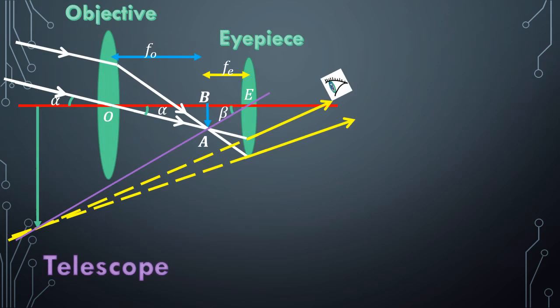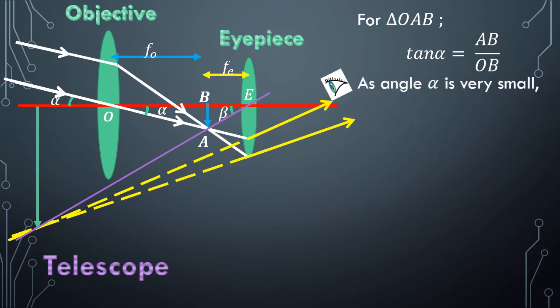Now here, for triangle OAB, tan alpha will be equal to opposite upon adjacent, that is AB over OB. But since this angle will be very small, we can say that tan alpha is nearly equal to alpha, and that will be equal to AB over OB, which is equal to AB over FO. Remember, we are observing an object which is far away from us, so its image will form at the focus. So we can say that OB is equal to FO.